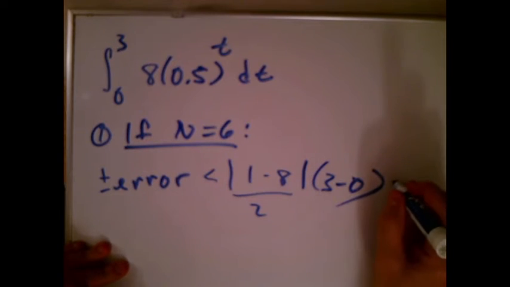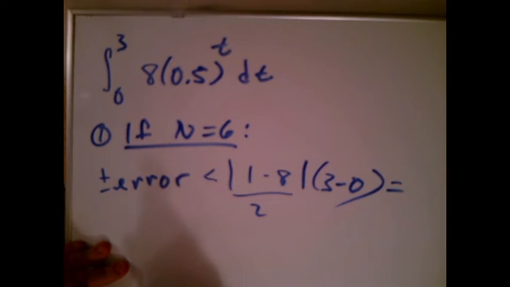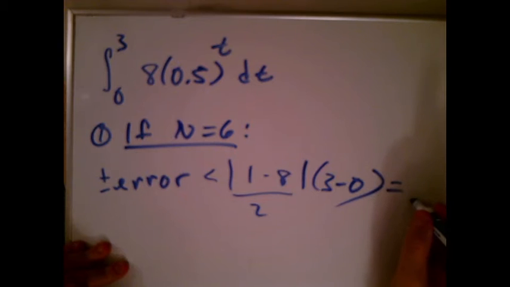And what are we going to get here? We're going to get 7 over 12, 0.58, does that sound right?